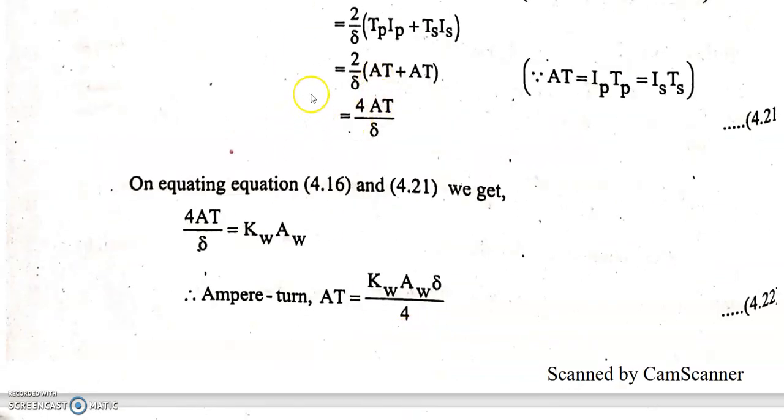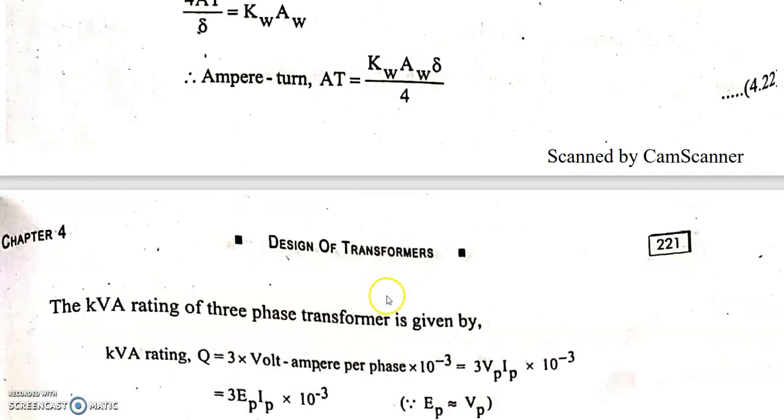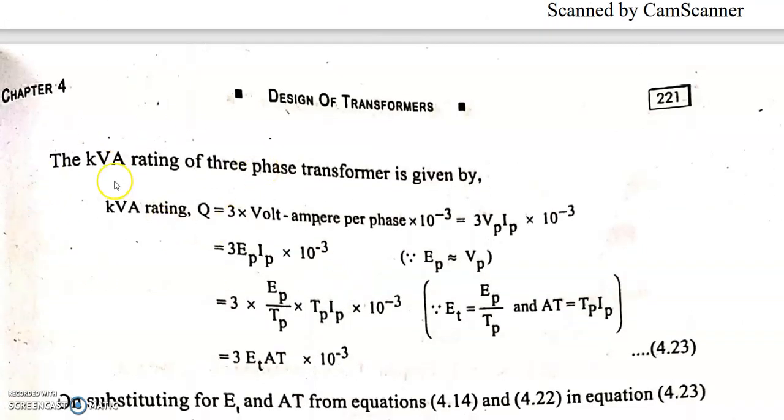And so this is the total copper area available, and that equation is also equal to, in terms of window space factor, Kw Aw. So this 4 Ac by delta is equal to Kw Aw. So from this we are writing the equation for ampere turns as Kw Aw delta by 4, the ampere turn equation we got. And then we are writing the equation for kVA output of a 3-phase transformer.